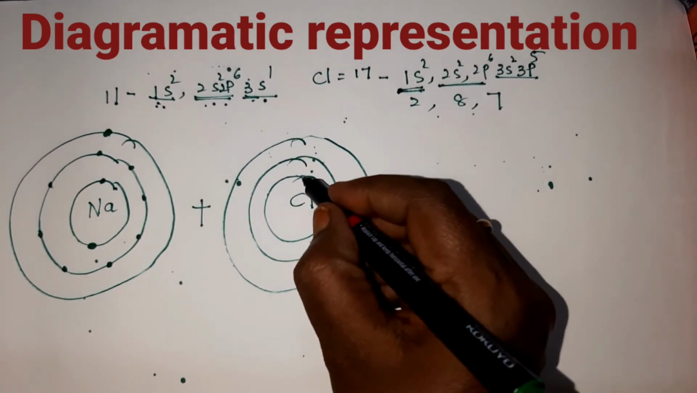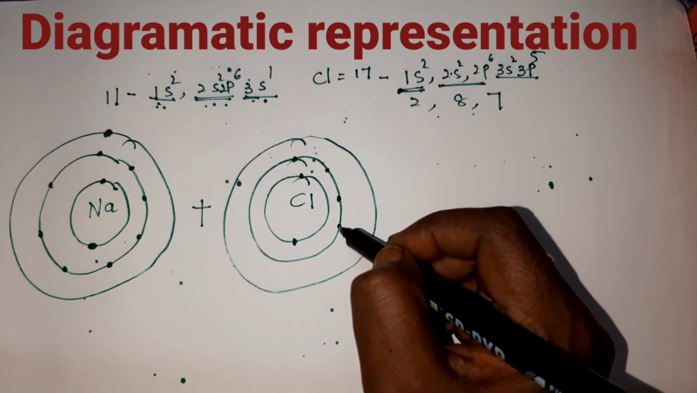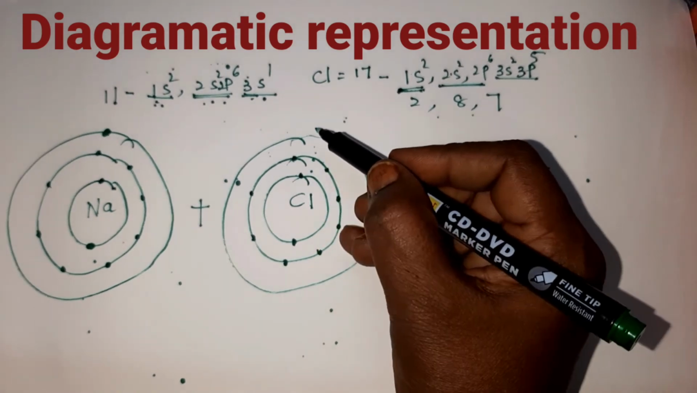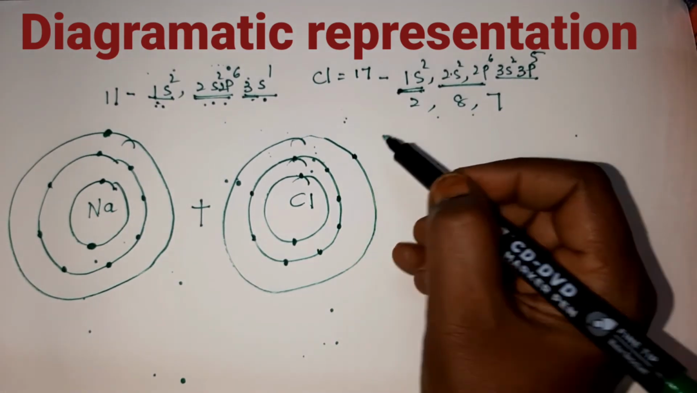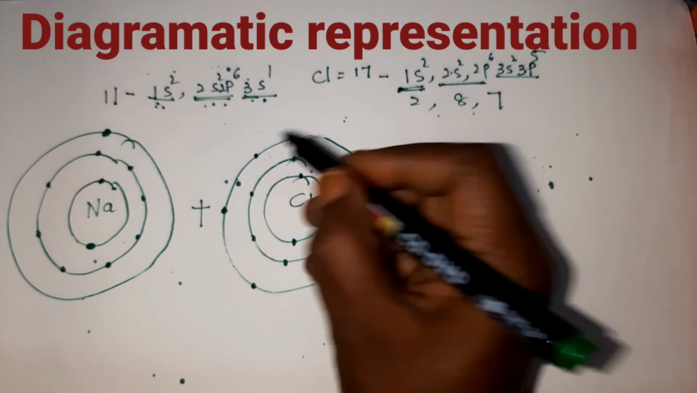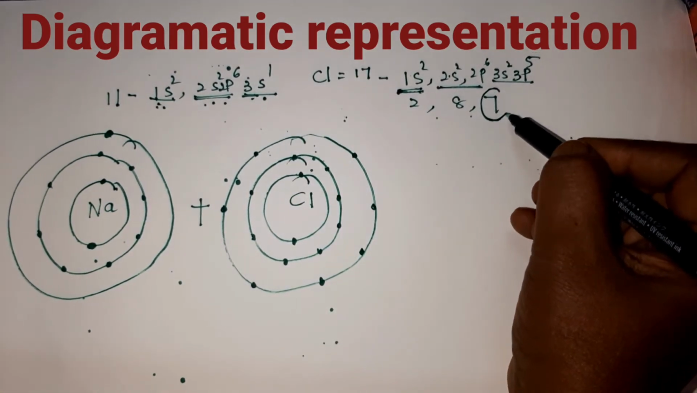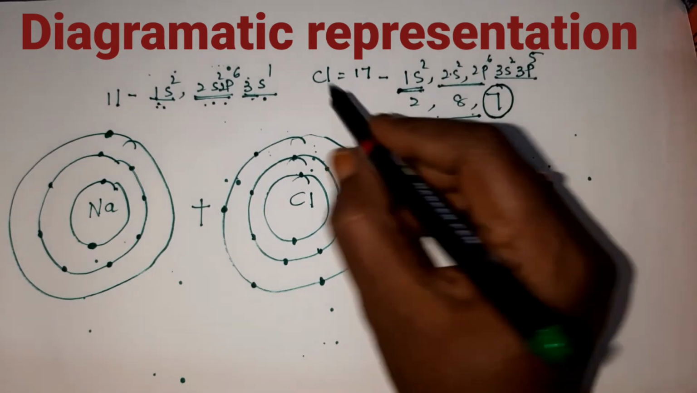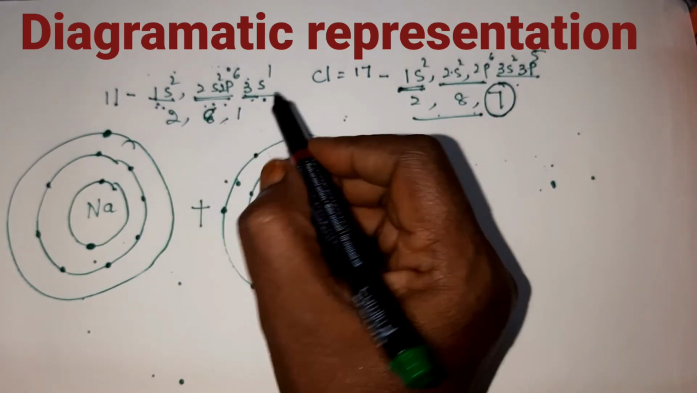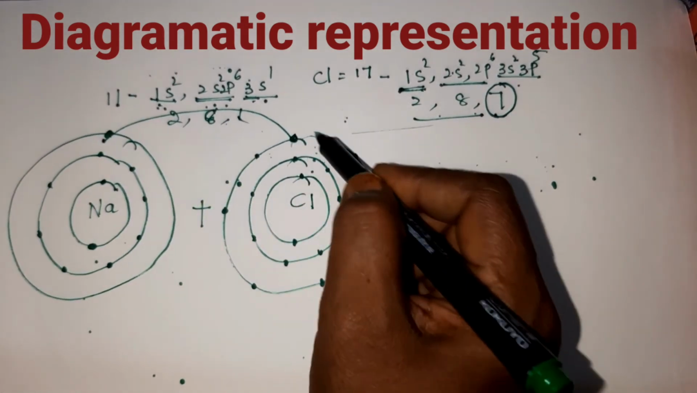In the first shell, it has got 2 electrons. Second shell, 8 electrons: 1, 2, 3, 4, 5, 6, 7 and 8. And the third shell has got 7 electrons: 1, 2, 3, 4, 5, 6 and 7. Clear, children? So in order to attain octet electron configuration or noble gas configuration, it has to receive 1 electron. Here sodium is 2, 8 and 1. Sodium will donate to chlorine and becomes 8 electrons.